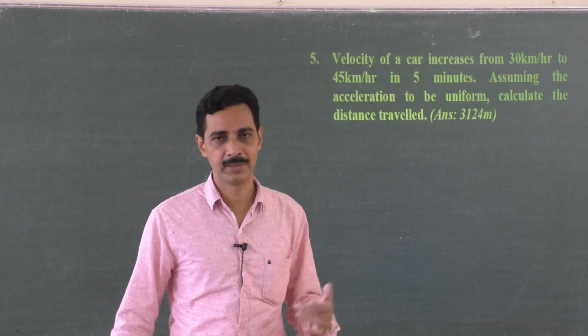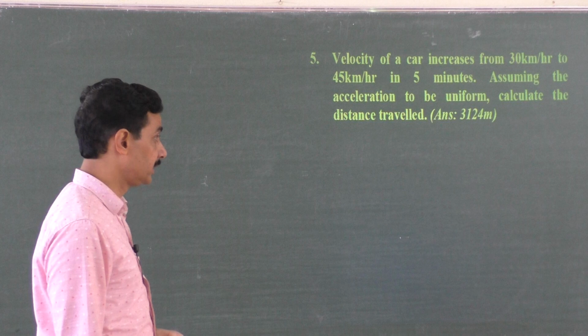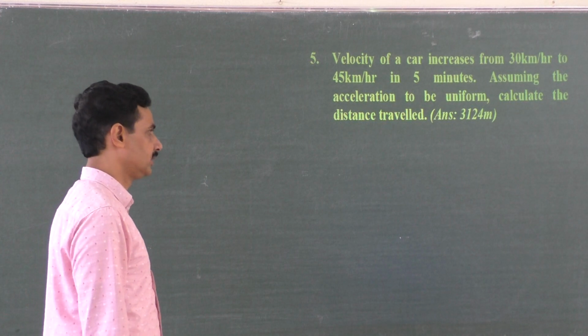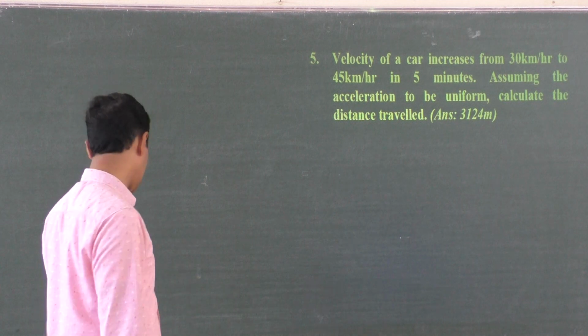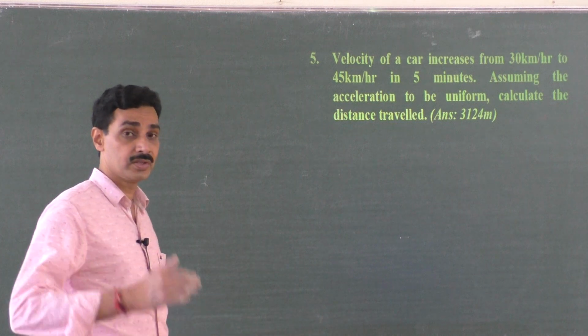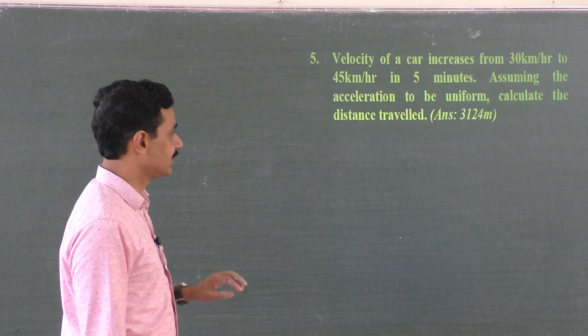Now here is the problem. Velocity of a car increases from 30 km per hour to 45 km per hour in 5 minutes. Assuming the acceleration to be uniform, calculate the distance traveled.